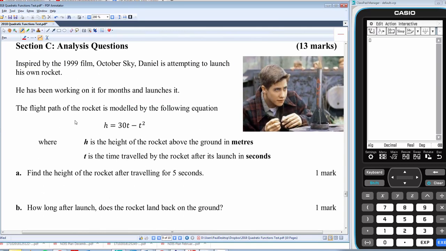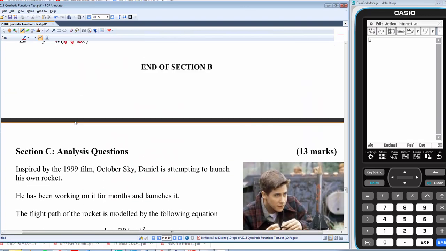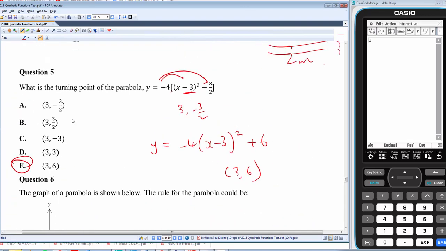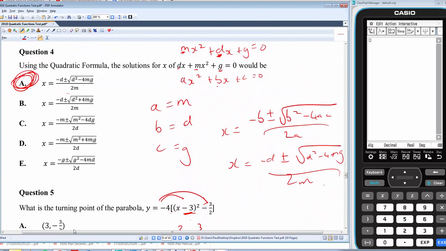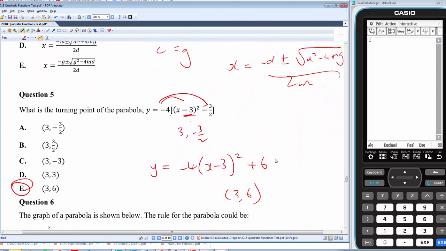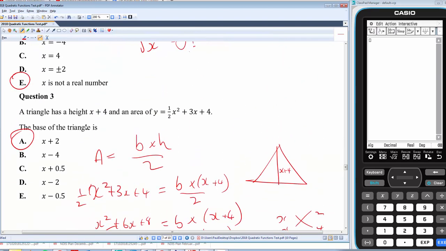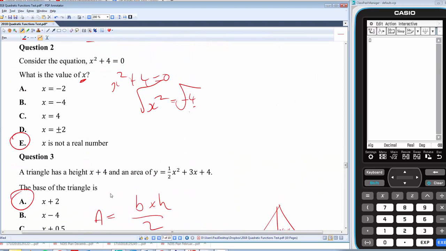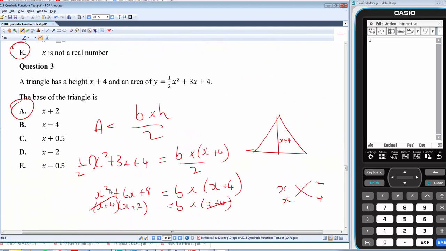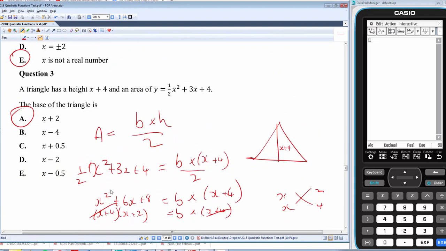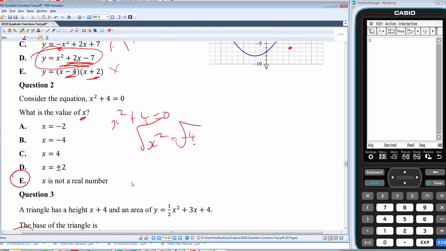Alright, on to the analysis questions. Notice I haven't actually used my calculator at this stage to do any of these problems. Question 5, you could have graphed that one on the calculator and worked out what the turning point was. This one here, I'm not sure how you would have worked that one out on the calculator. That one really did need to be by hand. You could have factorized that, but it's quicker to do that by hand.